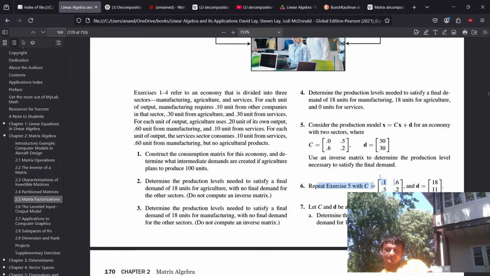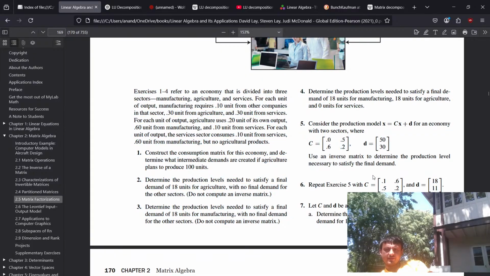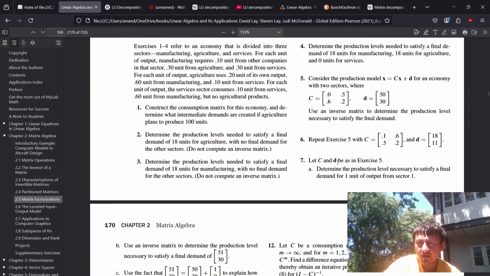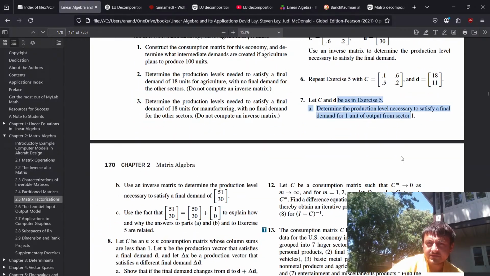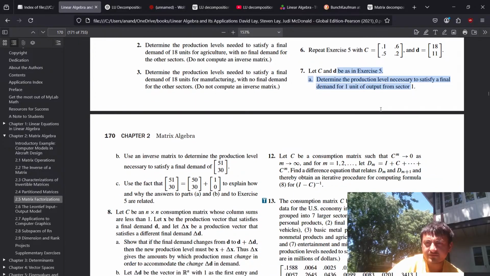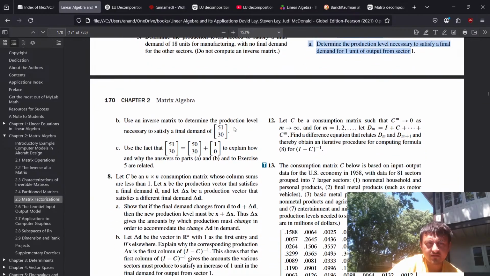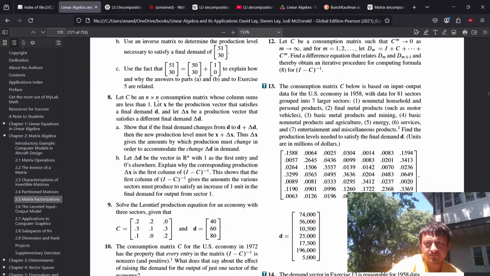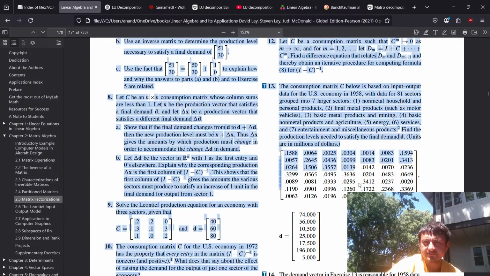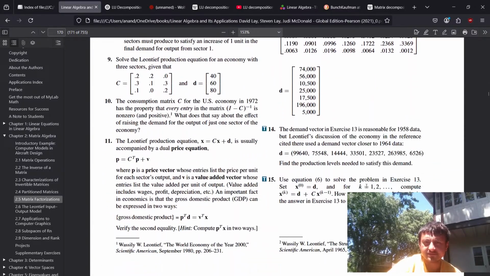No, we're not going to be doing that. Okay, I'm not going to do that. Maybe I'll do 13. 13 seems pretty sick.